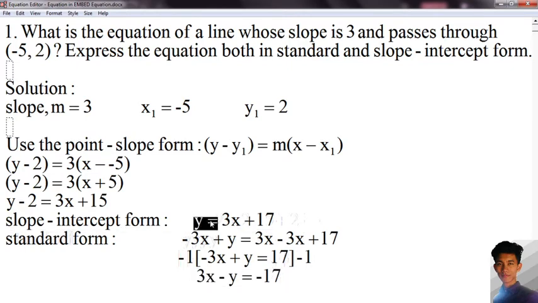So, slope-intercept form, ito po. And then, yung kanyang standard form, ito. Okay, so let's have another example.